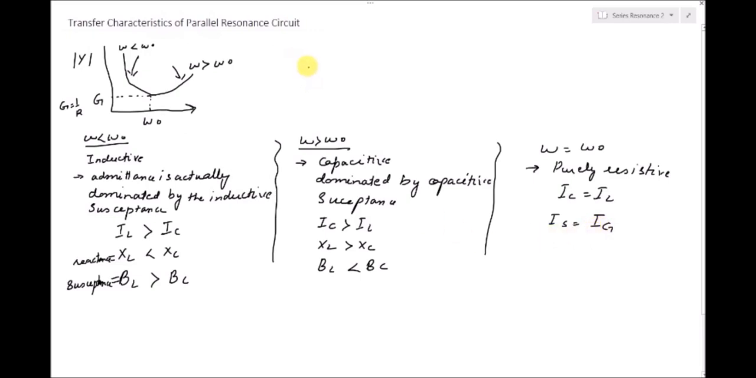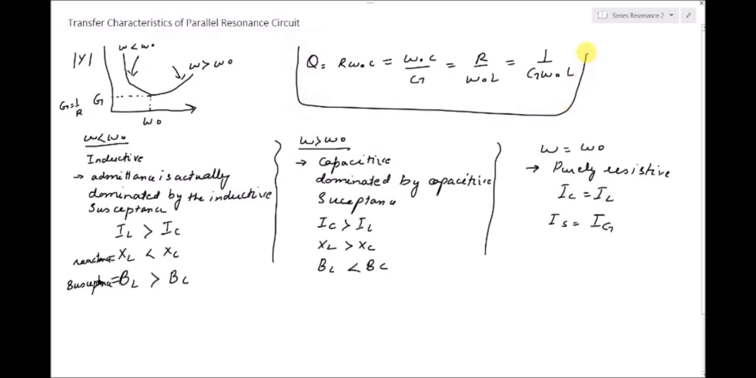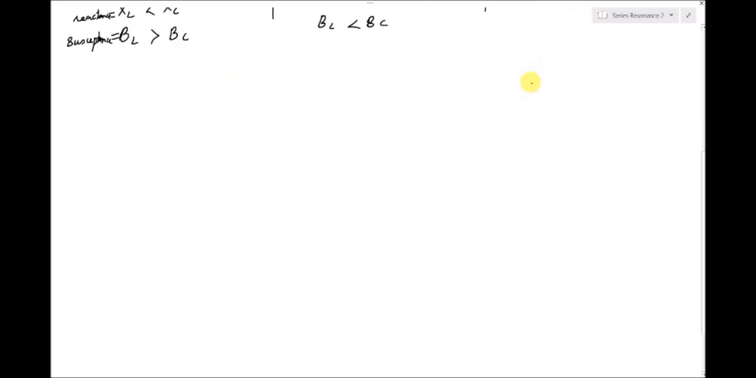At the end of the lecture we calculated the formulas for the quality factor. They were R omega naught C over G, where G was the inverse of resistance, and R over omega naught L. And these were the formulas that we calculated for the quality factor. Now moving on towards today's topic, transfer characteristics of the parallel resonant circuit.